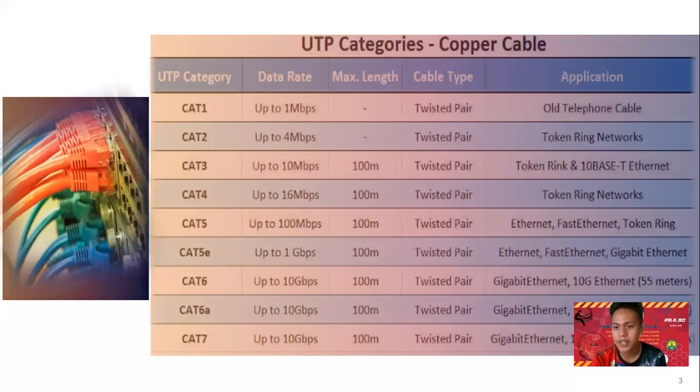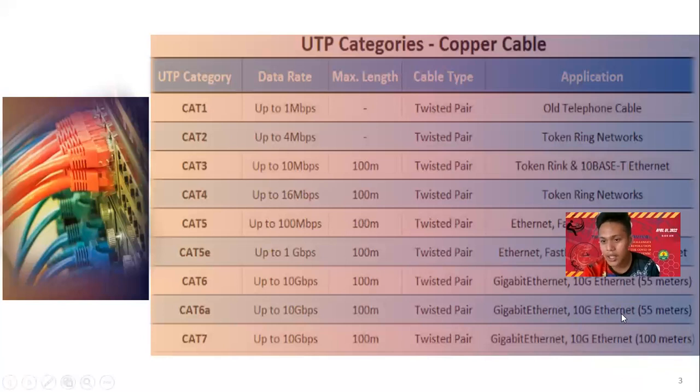Gigabit Ethernet, as well as 10 Gig Ethernet, 55 meters, and Cat7, the last one, up to 10 gigabits per second, 100 meters, twisted pair, Gigabit Ethernet, 10 Gig Ethernet, 100 meters.